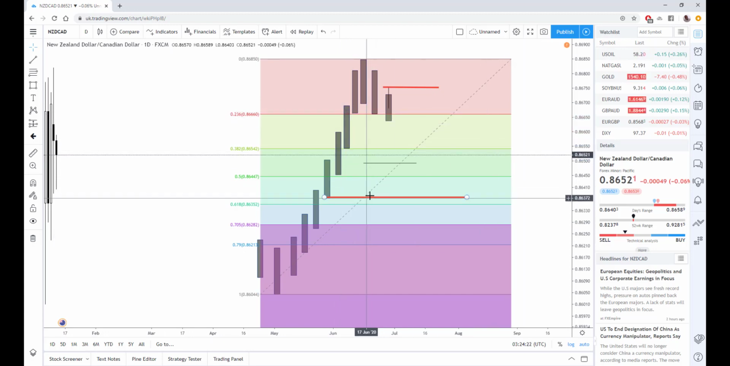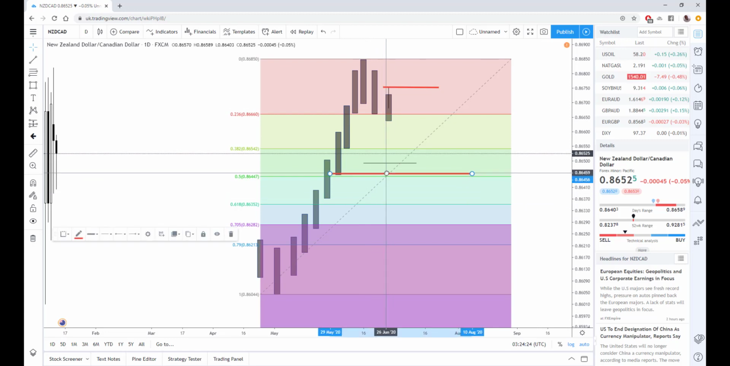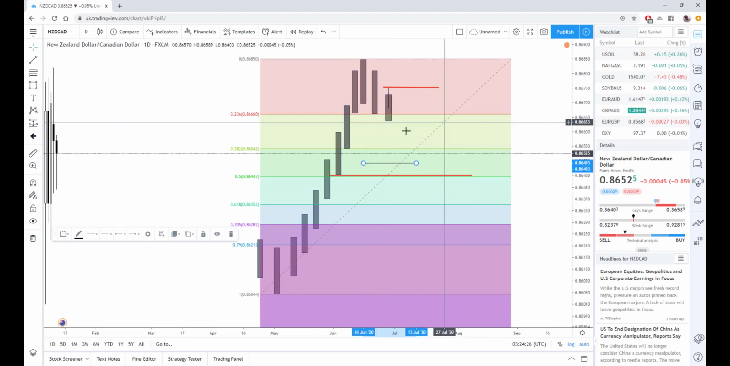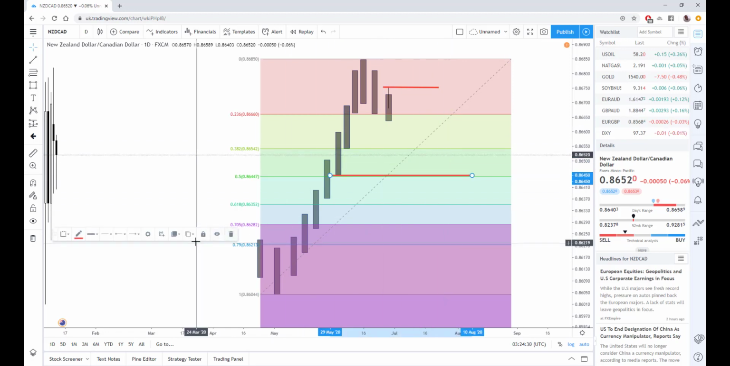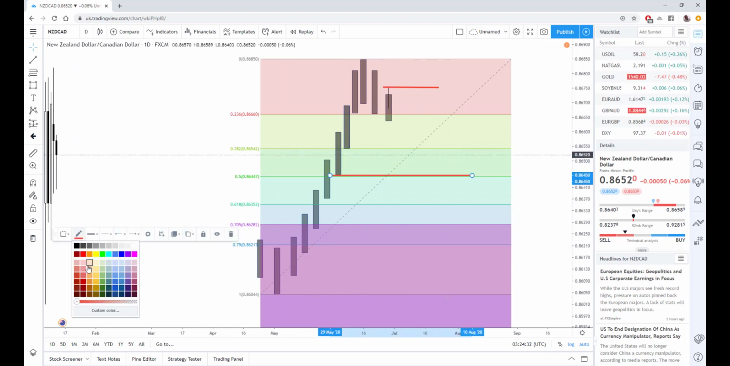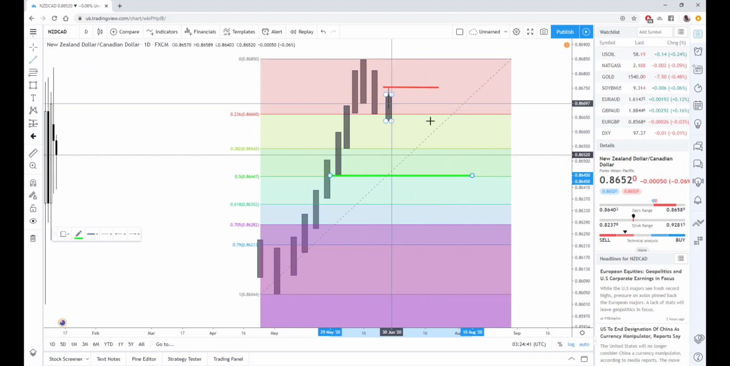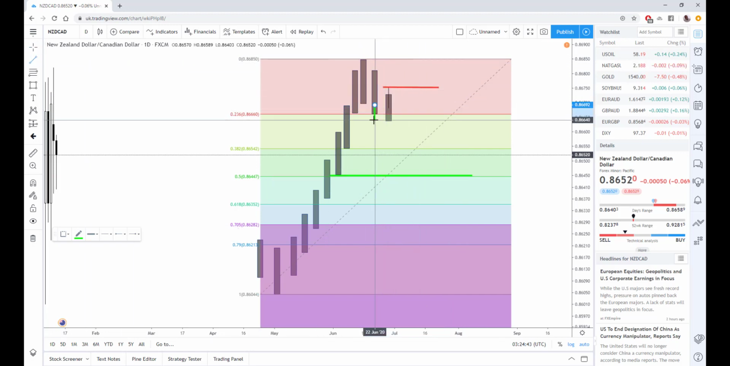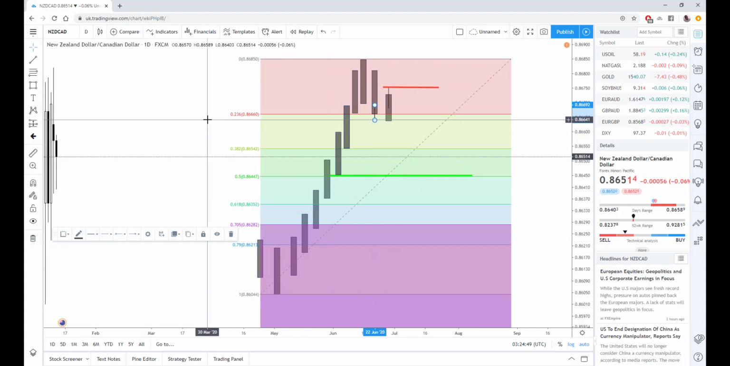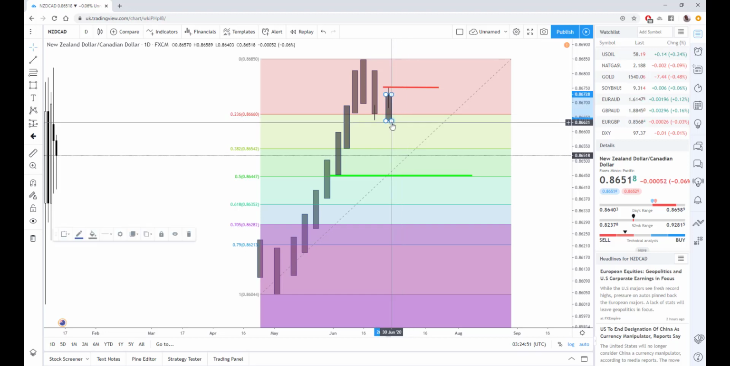Okay, so you are still going to target this 50%. Let me delete this and change this color to green. There it is. So you take a short here. As soon as we trade below, we place a wick. So you can see that there is a wick there.